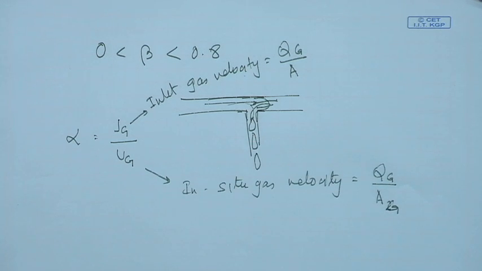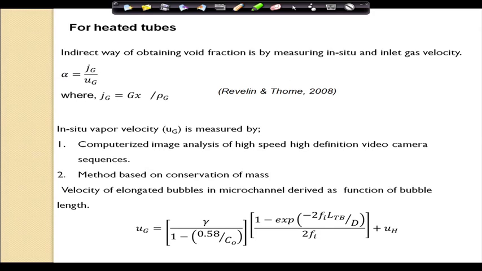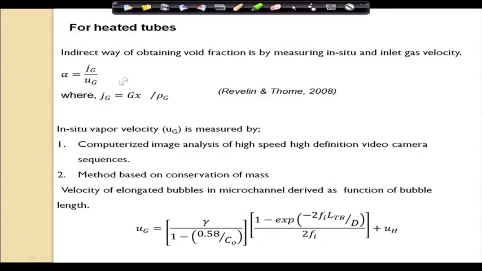Now, suppose we have an independent measurement of QG as well as UG, then we can find out alpha from these measurements. Measuring QG is not at all a problem. We know the conduit dimension, we can measure the inlet volumetric flow rate by any conventional flow measuring device, and we can find out JG. What about UG? One method of finding UG is by computerized image analysis of high speed, high definition video camera sequences. This we have discussed a large number of times. Other than that, there can also be a method which is based on conservation of mass.